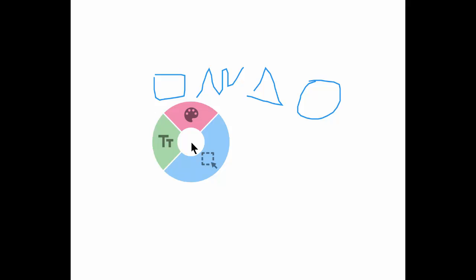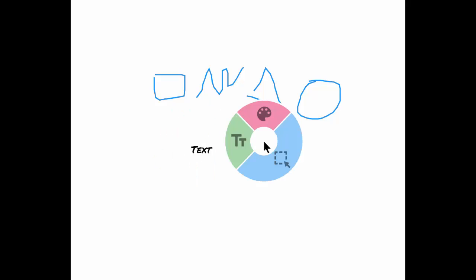It comes up. I can drag to the left and type some text. Drag upwards to change the color of my ink and then draw with that.